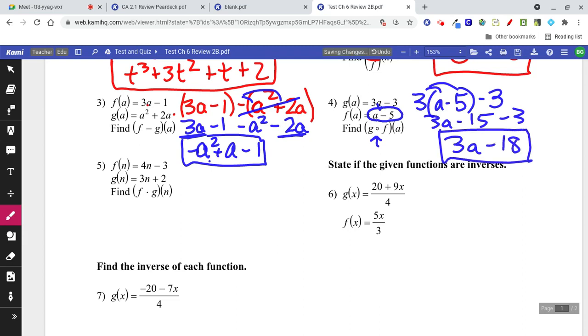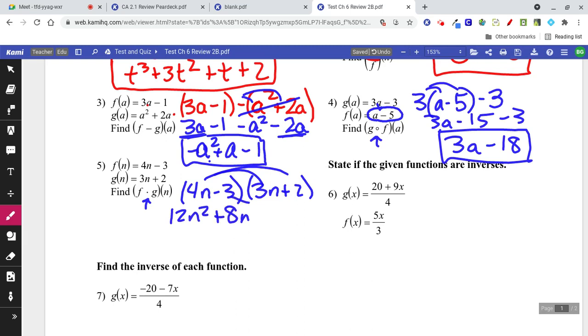The next problem is a multiplication problem. So we're going to take f times g, and it is a distributive property. That's going to be 12n squared plus 8n, and then another distributive, minus 9n minus 6. Remember, that is multiplication. I see some like terms here, 12n squared minus n minus 6.